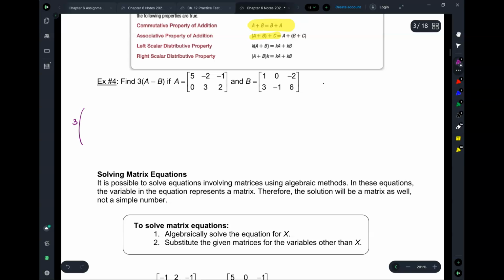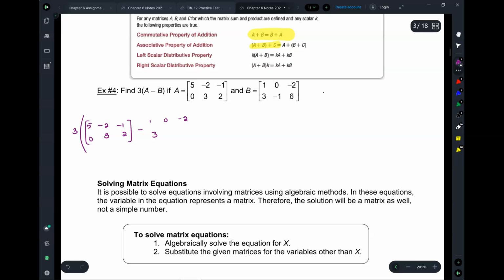We're going to do 3 times A minus B. So we're going to make a large parenthesis. Here is A, and B. Matrices are put in brackets like this, and in math you usually alternate parenthesis, bracket, parenthesis, bracket, but whatever. So this is 3 times A minus B.